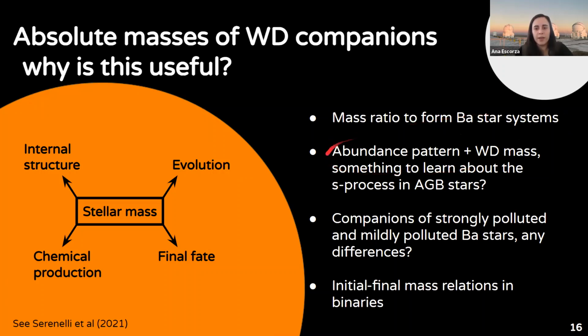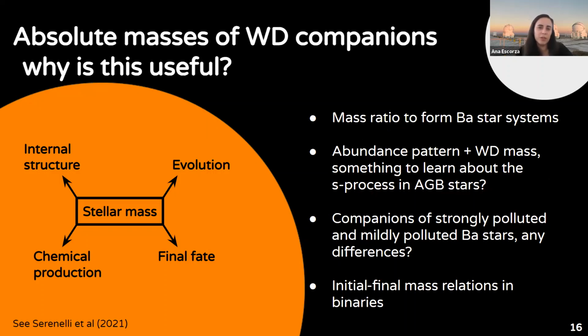We can also combine the abundance pattern of the barium star with the white dwarf mass and learn about the process of nucleosynthesis. We will see if we can improve the models, or if we can understand better what's going on inside the AGB star by combining the pattern of the chemistry and the mass of the white dwarf. If this is going too far, perhaps at least we will be able to say something about the different white dwarf companions that different barium stars have.